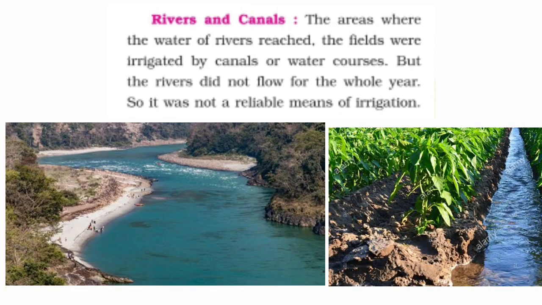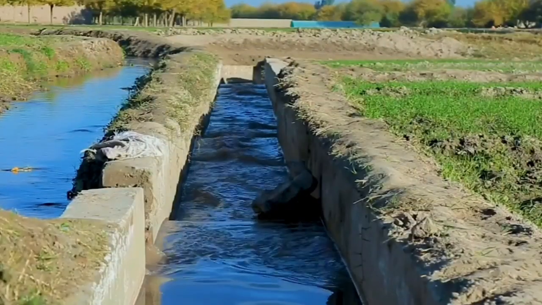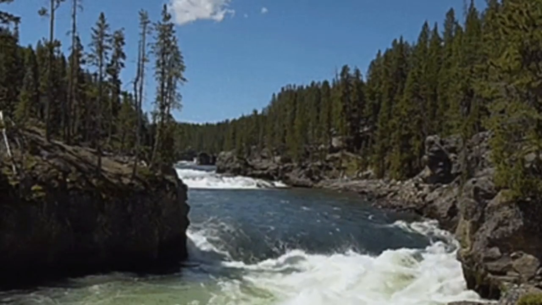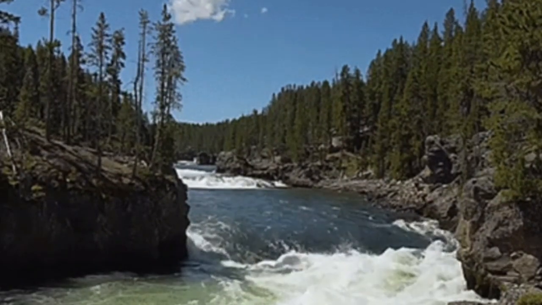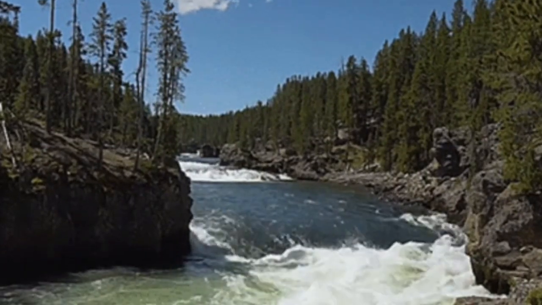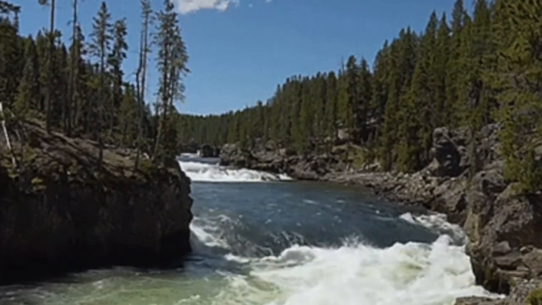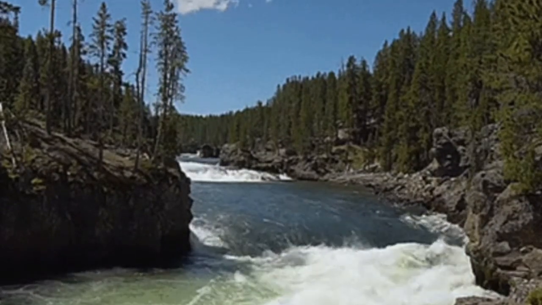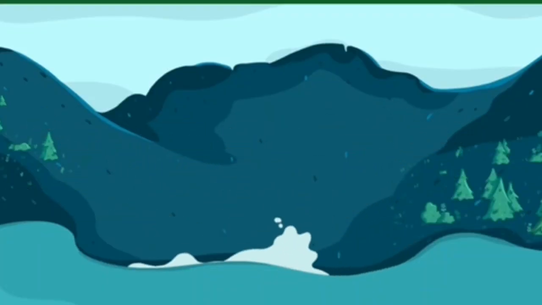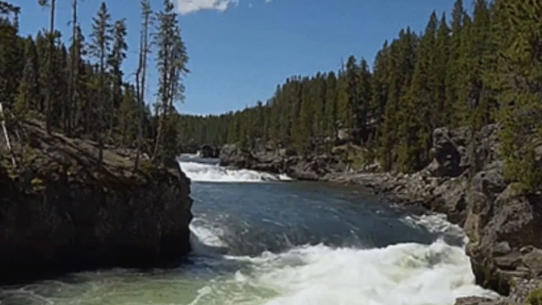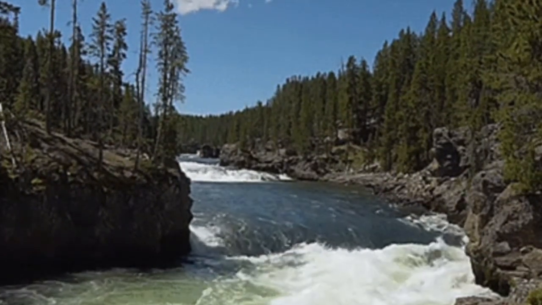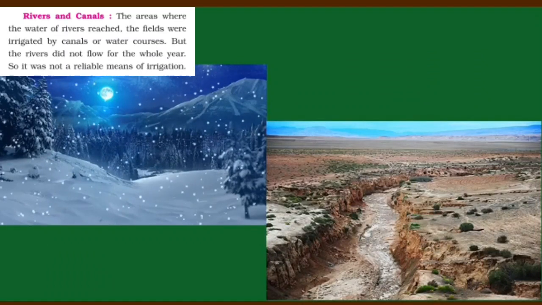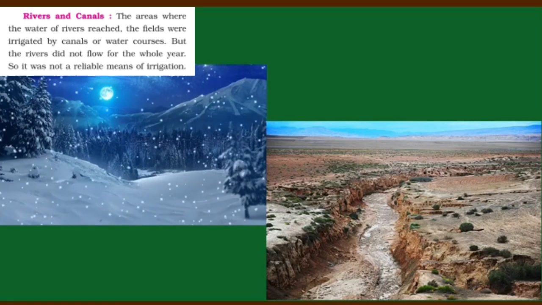River and canals. The areas where the water of rivers reached, the fields were irrigated by canals or water courses. But the river did not flow for the whole year. So it was not a reliable means of irrigation because when the snow over mountains melts due to hot weather, only then there is plenty of water in canals. But during winters, when there is heavy snow, there is no water in these canals.